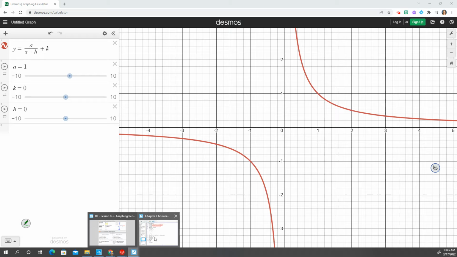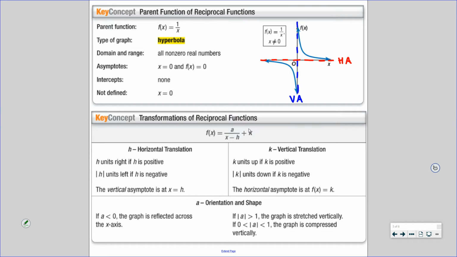So we know normally that when I add or subtract a number outside, so see how this one's not being added or subtracted to my x, it's being added or subtracted outside of the fraction. What does that usually do? It moves it up or down. That's a vertical translation. That's what they're telling you right here.